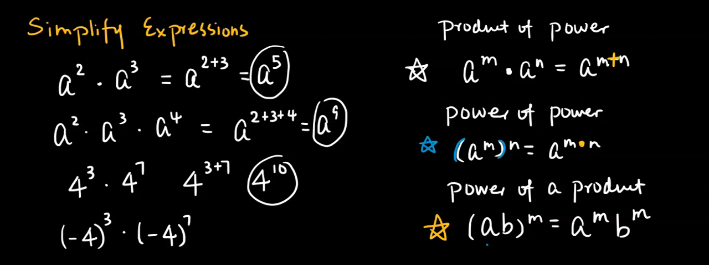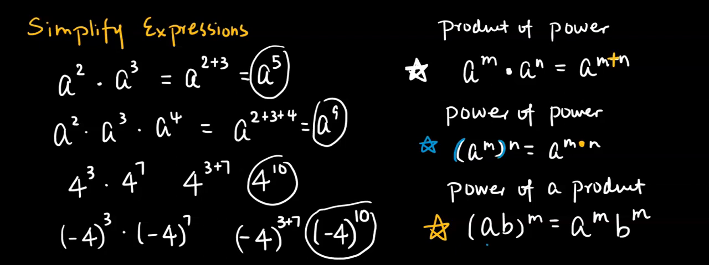Oh, this time we have a negative 4. What do we do? Still look at this white star. It says what? Product of power. So I'm going to keep the base. My base is negative 4. Stays in the parentheses. I'm going to add the exponents. So do not release it. Simply copy it down. And 3 plus 7 is the 10th power. That's it. That's how we use this product of power.